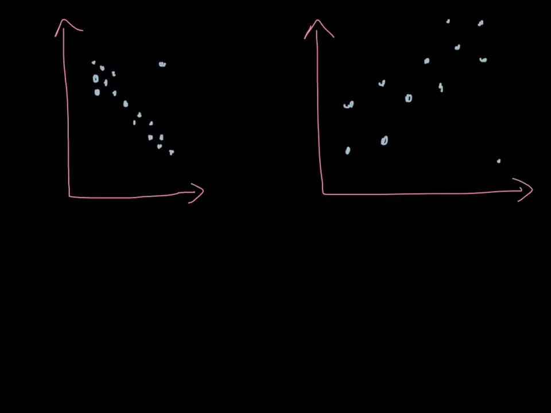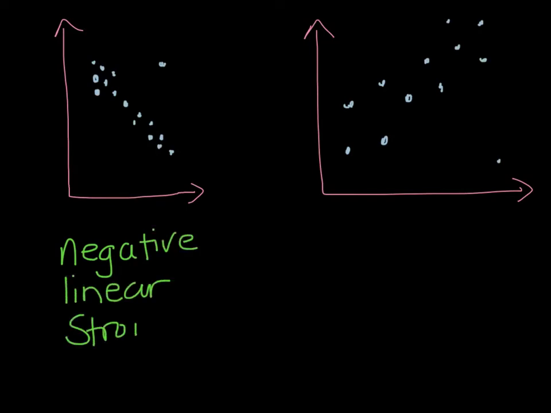Okay, a couple other ones real quick. Again, I want you to push pause, try these out, and push play when you think you know what they are. All right, the first one, it looks like it's negative because it's going down. It's also linear. I would say it's pretty strong. And there's an outlier right here, and it looks like there's a cluster right there.